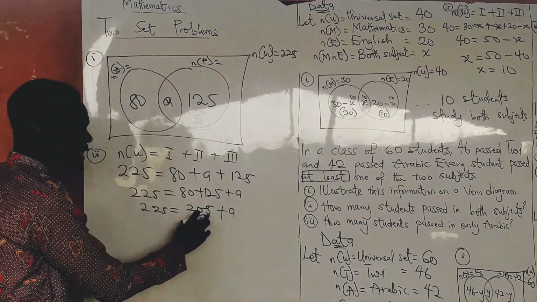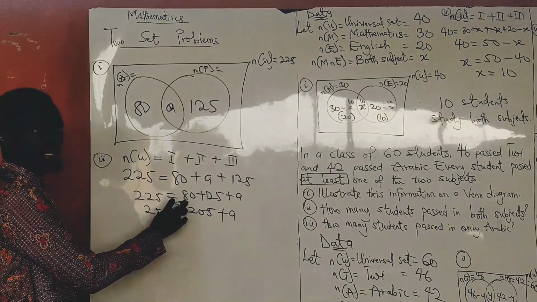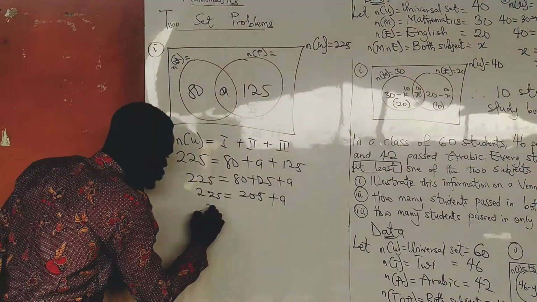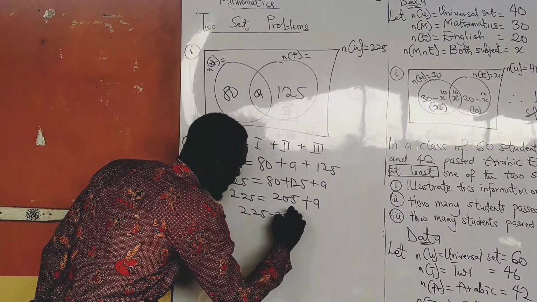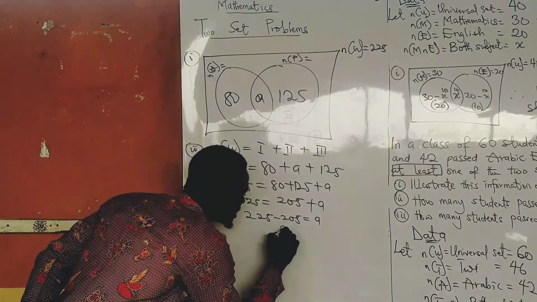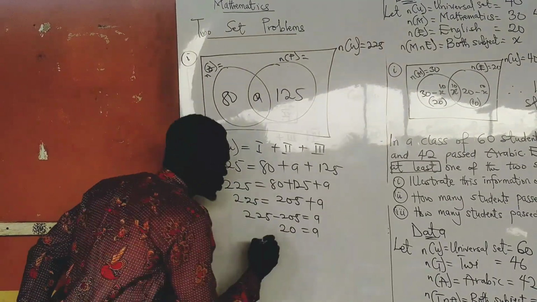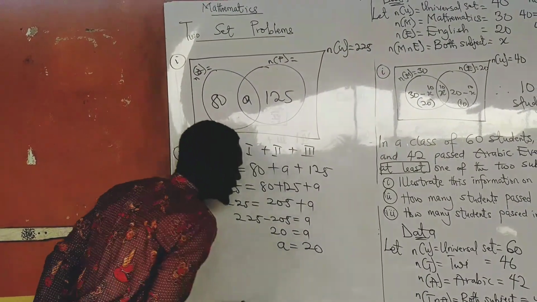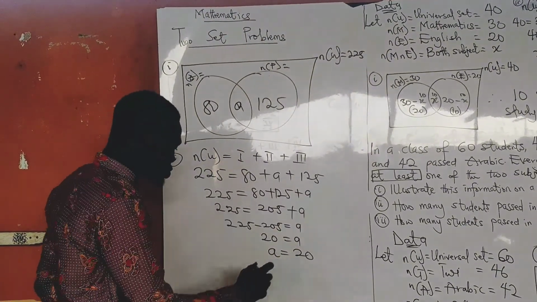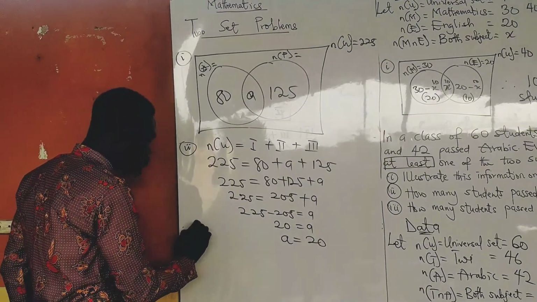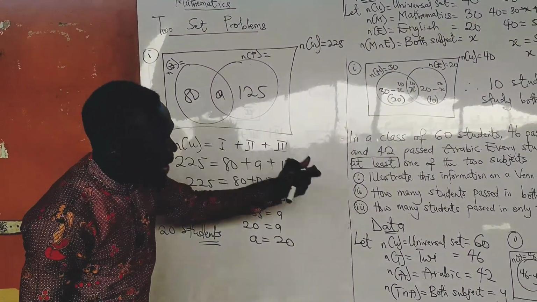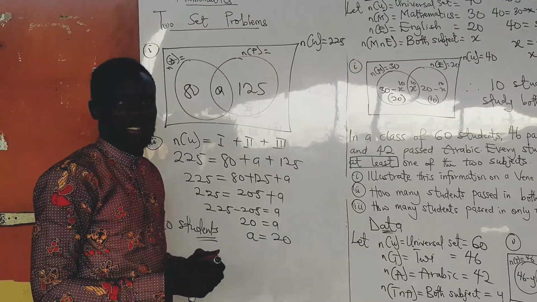Because this plus this is 5. This plus this is 10. So 0, remember 1, giving you 2. Then you group like terms. 225 minus 205 is equal to A. And if you subtract, you are going to get 20 is equal to A, or A is equal to 20. Now this A, we said let it be the both subjects. So we'll state and say, therefore, 20 students study or pass both subjects.